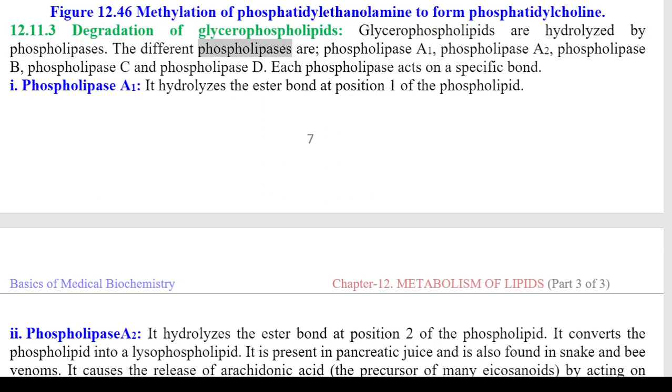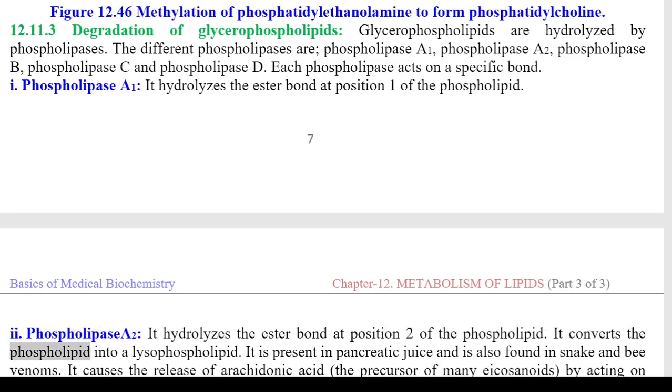The different phospholipases are phospholipase A1, phospholipase A2, phospholipase B, phospholipase C and phospholipase D. Each phospholipase acts on a specific bond. 1. Phospholipase A1 hydrolyzes the ester bond at position 1 of the phospholipid. 2. Phospholipase A2 hydrolyzes the ester bond at position 2 of the phospholipid.